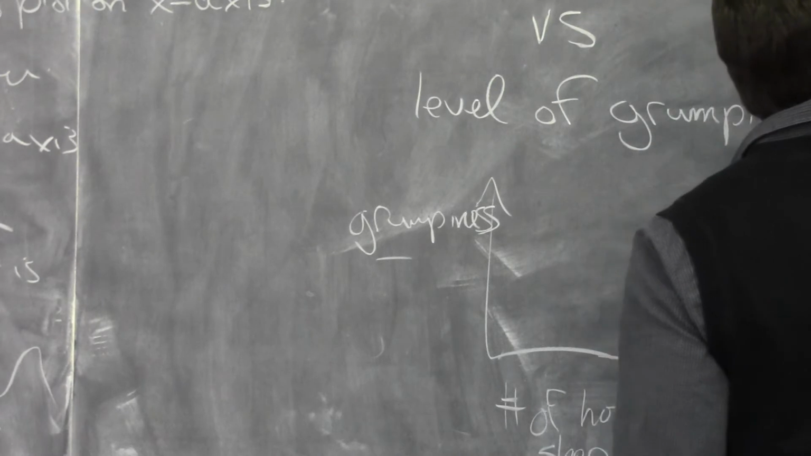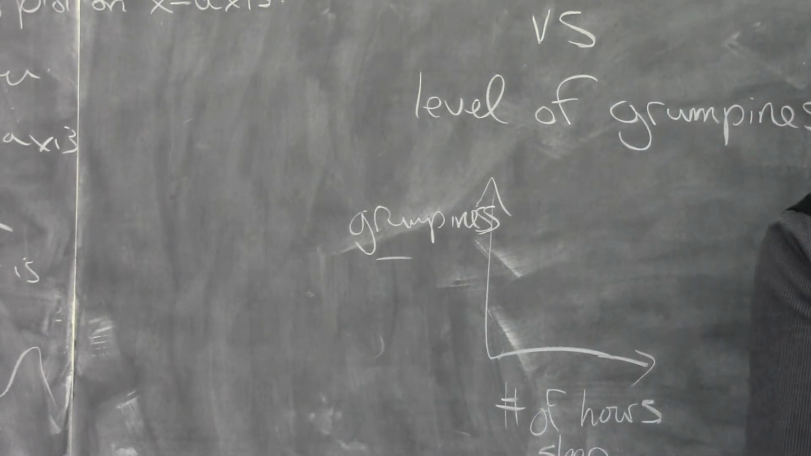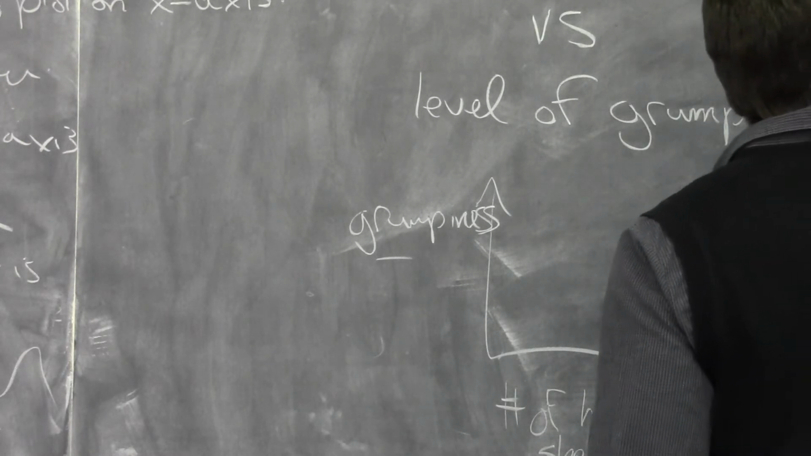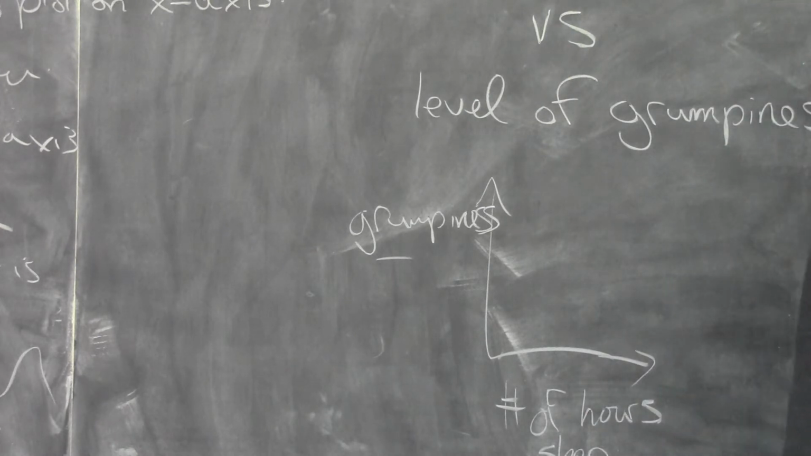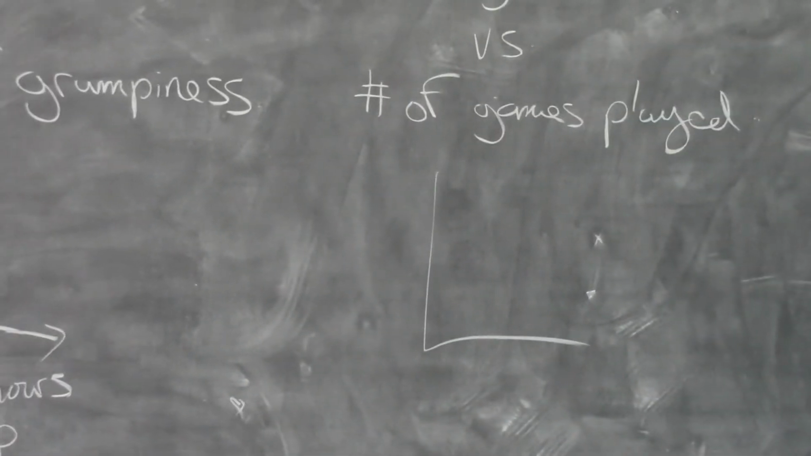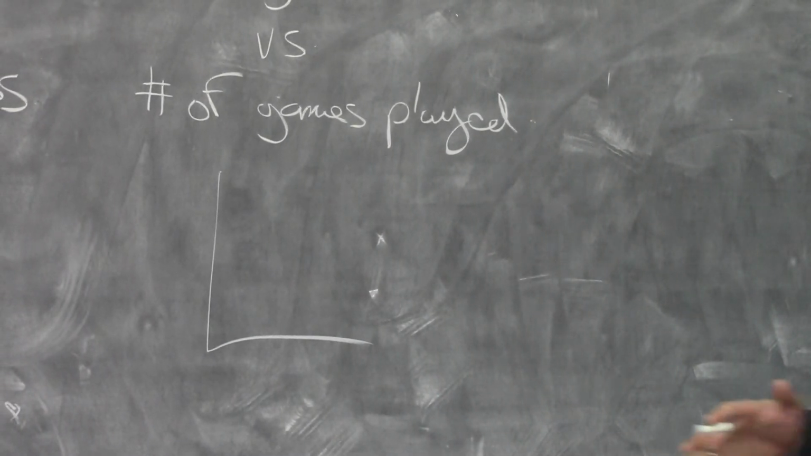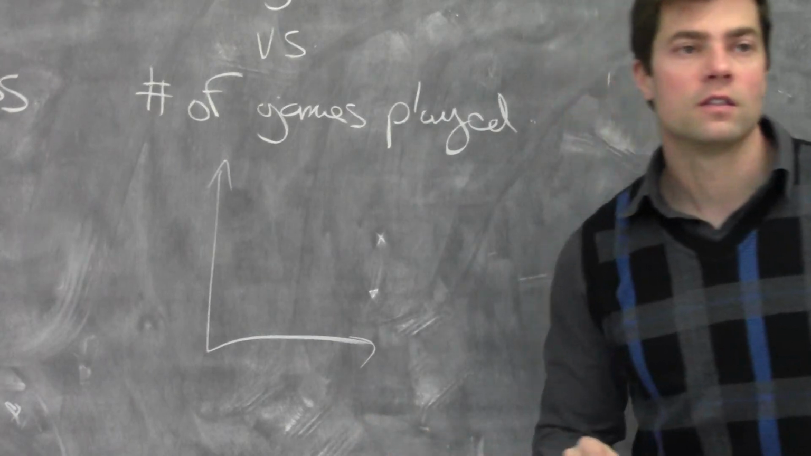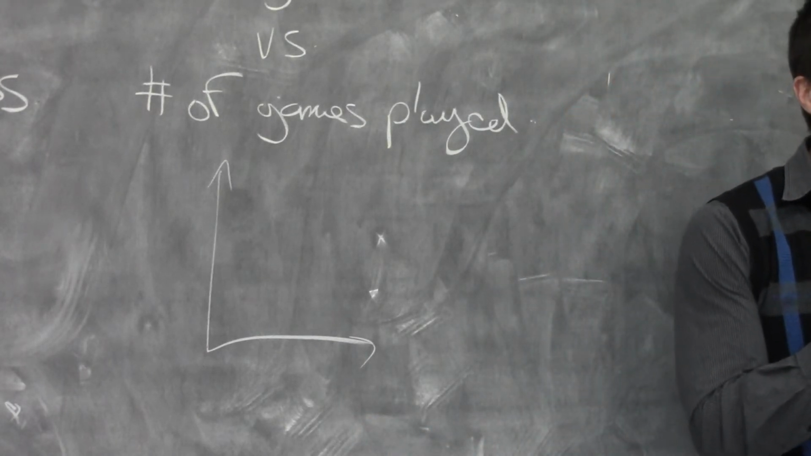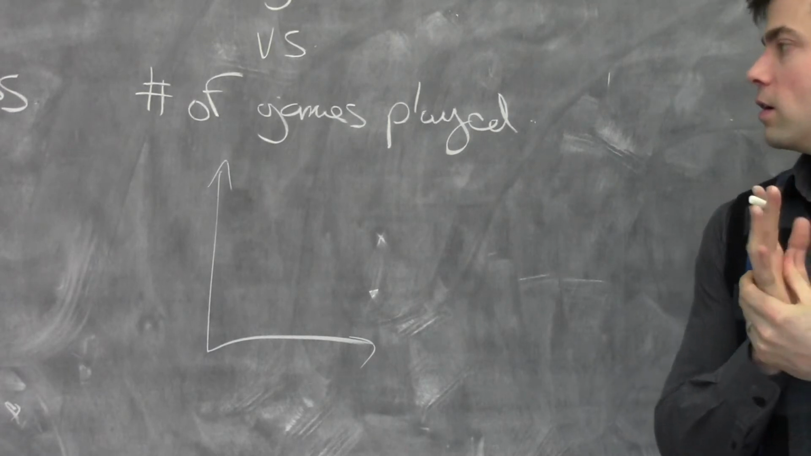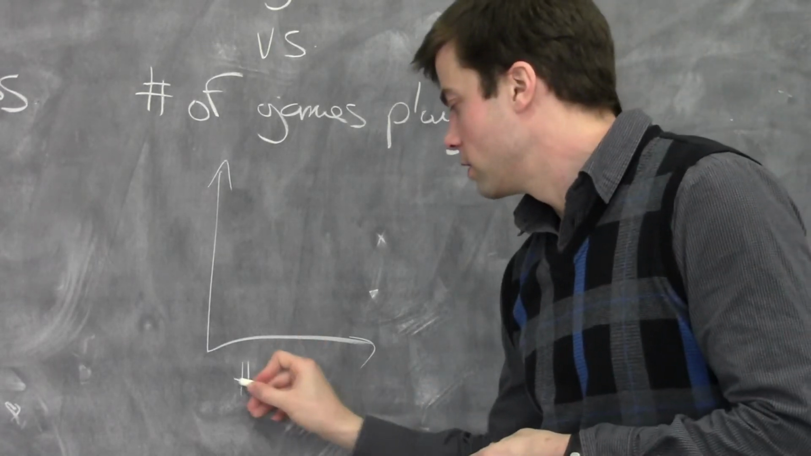How about this one? So you say you're playing NHL 13 with your friends and you'd like to graph your number of goals scored versus the number of games that you've played. So you've got to make a decision here. Which one you're going to put on the y-axis and which one you're going to put on the x-axis. What do you think, Jonathan? Number of games played is the independent. Good. Excellent. Why'd you say that?